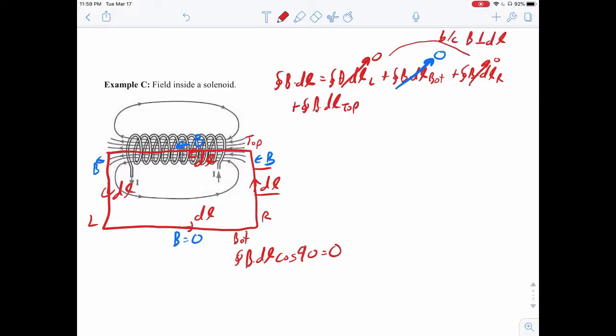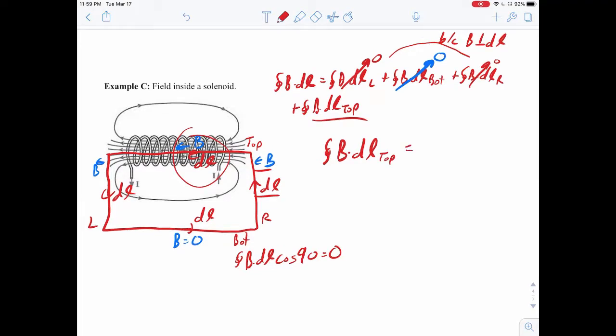So when we use Ampere's law for a solenoid, we're only looking at the top, which is the actual part going through the solenoid. We only care about that dot product right there. And of course here, cosine 0, they're in the same direction. B's to the left, dl's to the left. So the cosine of the angle between them is 1. So we're going to apply B dot dl for the top side of our Amperian rectangle right there, equals mu sub 0 times I enclosed.